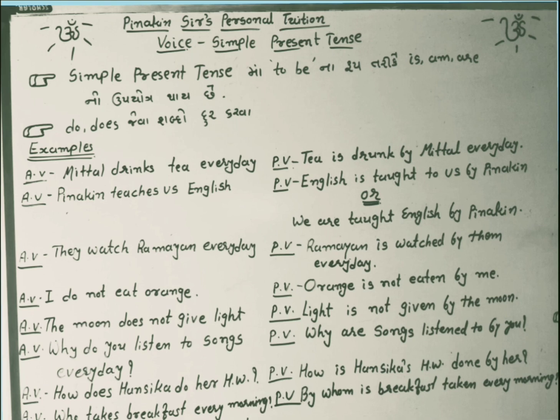See, we have to make some changes in this tense. Her is the subject, but we can't use her directly in the beginning. It is a pronoun, so the pronoun is used for Hansika. So we have used Hansika's homework. Last example, who takes breakfast every morning? In passive, when the subject is not given, we have to find it. In these types of sentences, we have to use by in the beginning. By whom is breakfast taken every morning?